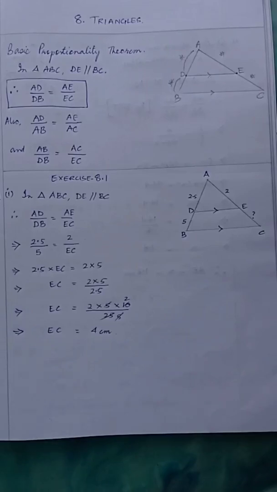Hello everyone. In today's class I'm going to teach you about triangles, and we will start with the basic proportionality theorem. This theorem is also known as Thales theorem, and it goes like this. If a line is drawn parallel to one side of a triangle to intersect the other two sides in distinct points, the other two sides are divided in the same ratio. You can find this theorem on page 154 of your textbook.